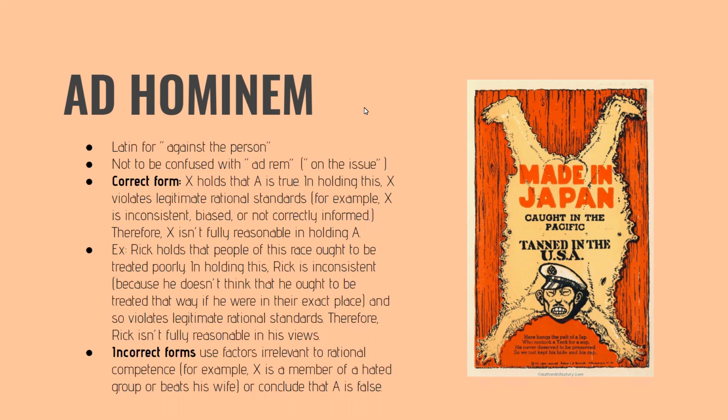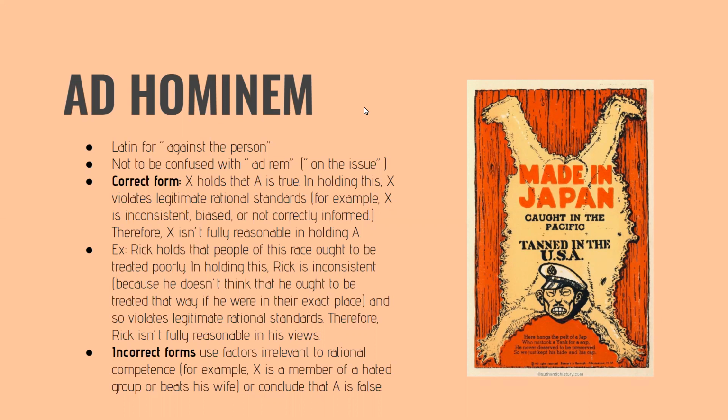So we could say, Rick holds that people of this race ought to be treated poorly. In holding this, Rick is inconsistent because he doesn't think that he ought to be treated that way if he were in their exact place, and so violates legitimate rational standards. Therefore, Rick isn't fully reasonable in his views. Incorrect forms use factors irrelevant to rational competence. For example, X is a member of a hated group or beats his wife, or conclude that A is false.